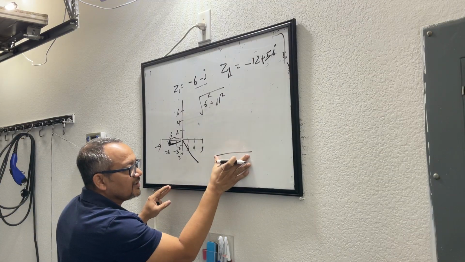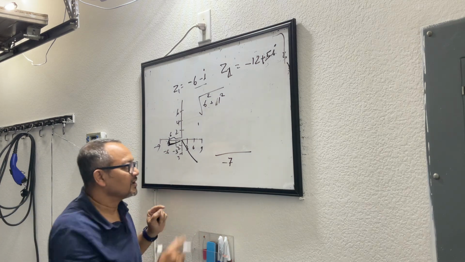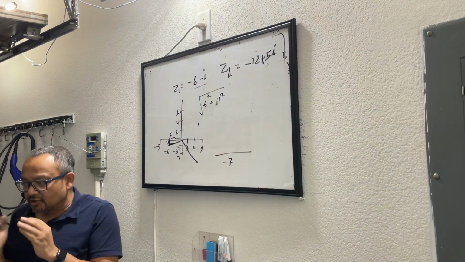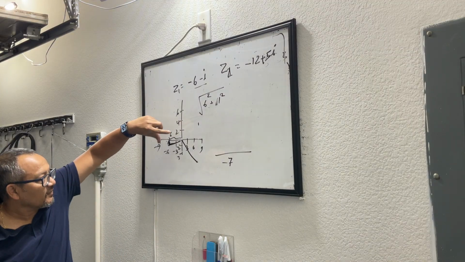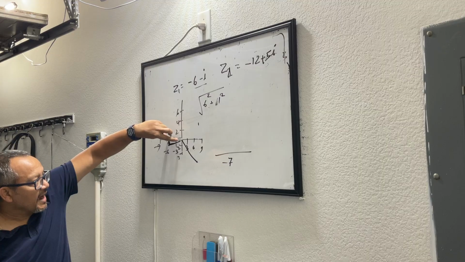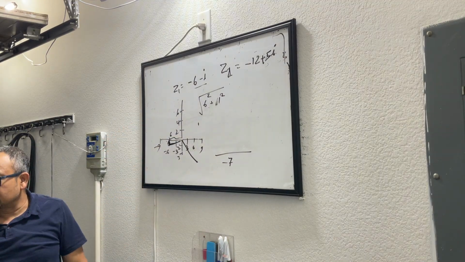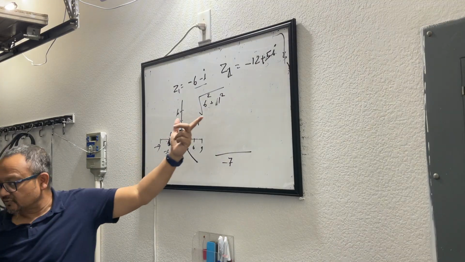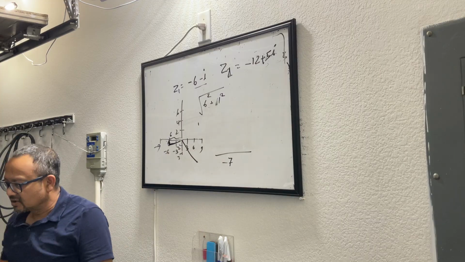Length of this line is 7. I would not say minus 7. Correct? So that's why when we talk about magnitude, we tend to ignore the quadrant. We just try to find out where exactly they are and find the absolute length of these line segments, and apply that in the Pythagorean theorem to find the absolute value, the magnitude of the complex number.